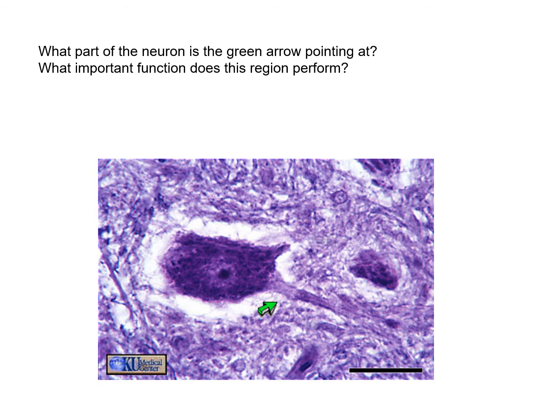What part of the neuron? Axon hillock. So this is nervous tissue, and the green arrow is pointing at the axon hillock. And what kind of function does this region perform? It starts the all-or-none action potential. Okay.